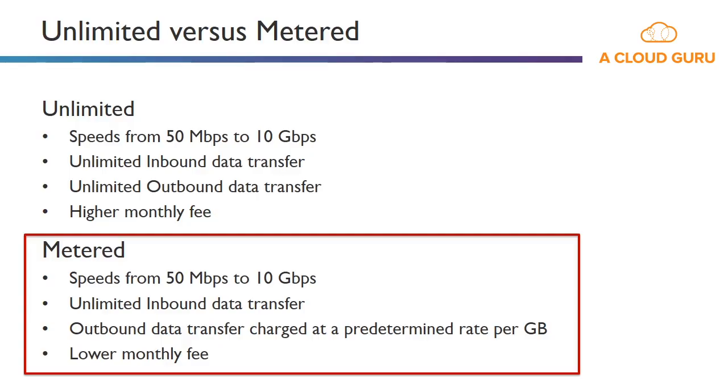Now, naturally, if you look at the metered option, you still have the same speeds, so you can go from 50 megabits to 10 gigabits a second. You've still got unlimited inbound data transfer, but the big difference is the outbound data transfer is charged at a predetermined rate per gigabyte. There's a lower monthly fee for that, obviously, because you're sacrificing the unlimited outbound data transfer. If you bring data in and you're just moving into Azure, metered may be the way to go. But if you foresee a lot of traffic going both ways, and just watch for questions on this, then the unlimited option would be better for you.